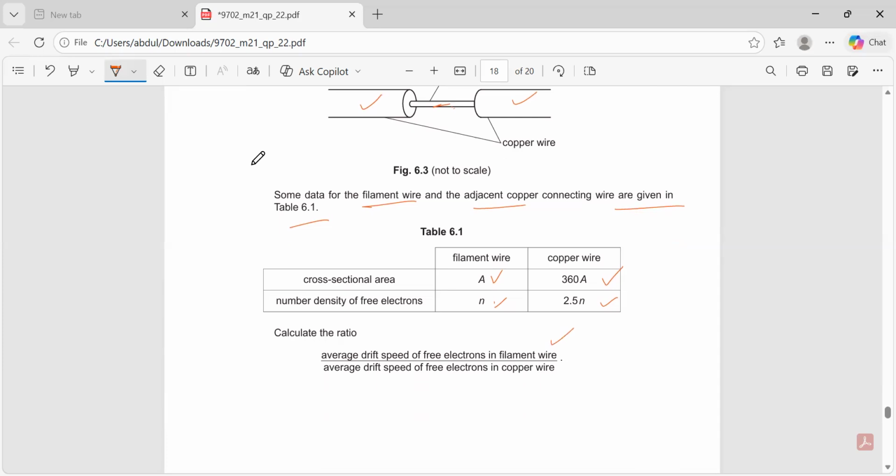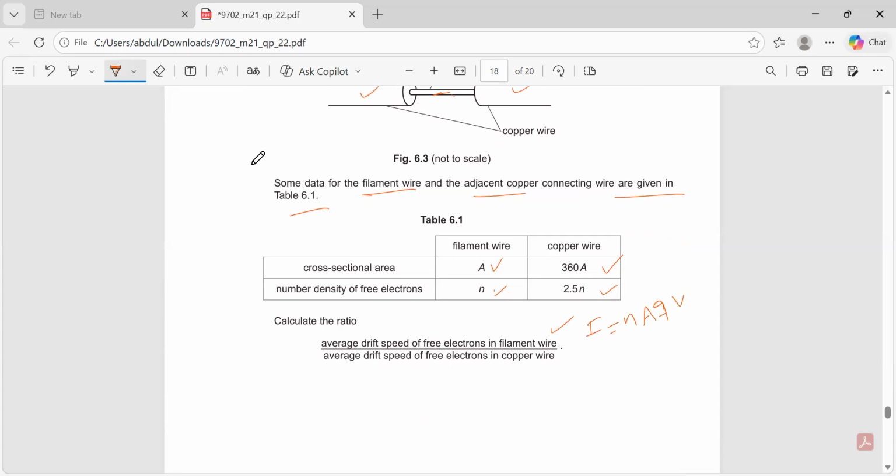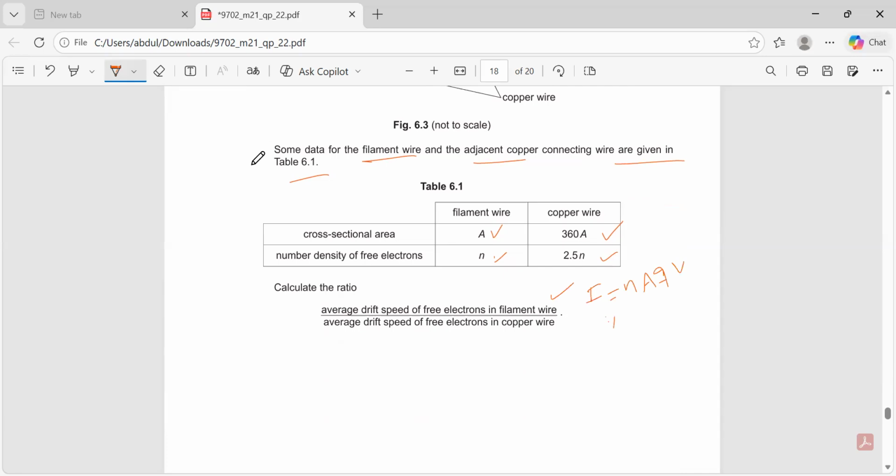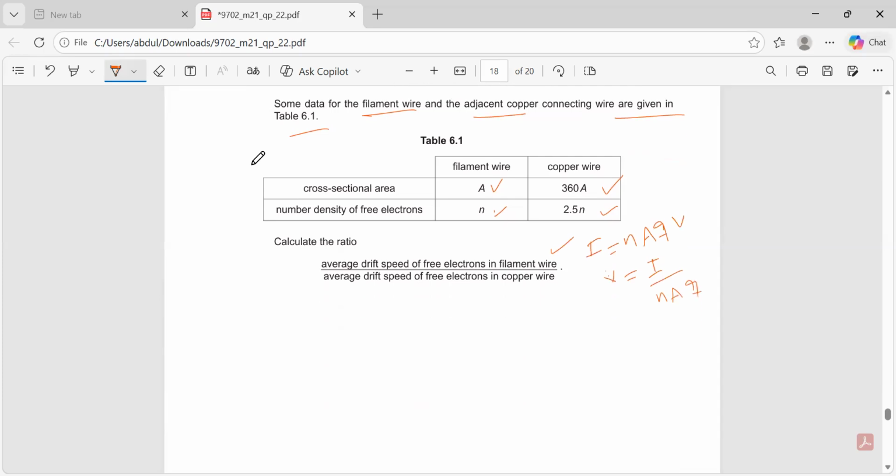You know, my dear sons, the transport equation: I is equal to NAQV. V is the drift speed. So here if I make V the subject of the equation in general, V will be equal to I over NAQ. Now let's place these values, my dear sons. So here I'm solving it now. That was simply the transport equation, also we call it our current equation. So I is equal to NAQV. N is the number density, A is the area, Q is the charge carrier charge, V is the drift speed, and I is the current.